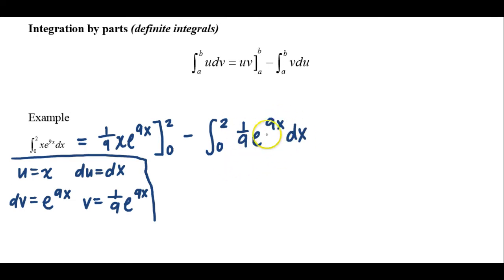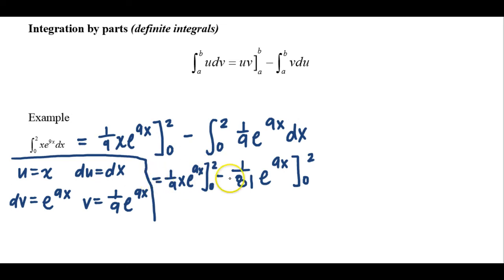And so now I would need to evaluate this integral and apply the limits of integration. So here the antiderivative is going to be, so again, 1 over 9. So I'm going to end up with 1 over 81 e to the 9x evaluated from 0 to 2. And then this portion would still carry down as 1/9 x e to the 9x from 0 to 2. So now it's just a matter of simplifying at this point.